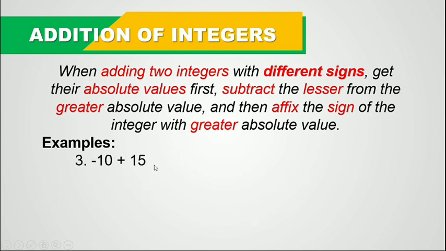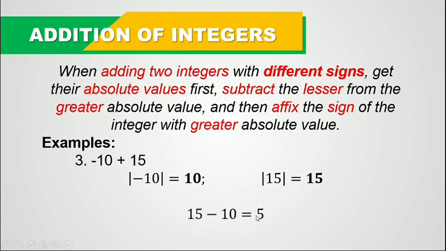Negative 10 plus 15. So get their absolute values first. So what is the absolute value of negative 10? It's positive 10. And what's the absolute value of positive 15? It's positive 15. So recall your knowledge about absolute value. I've already uploaded a video about finding the absolute value of a number. Now we are going to subtract the lesser from the greater absolute value. So we have 15 minus 10 equals 5.